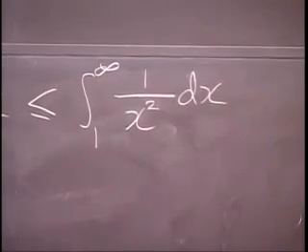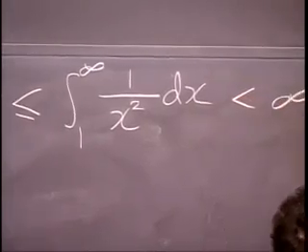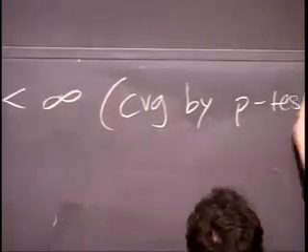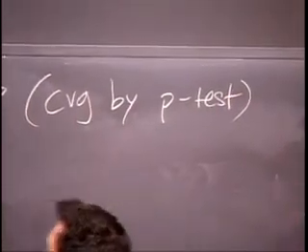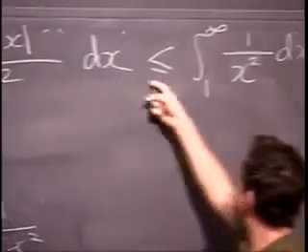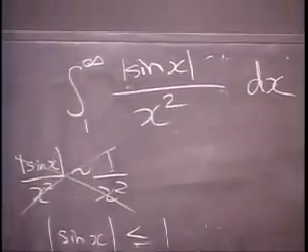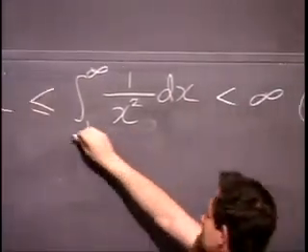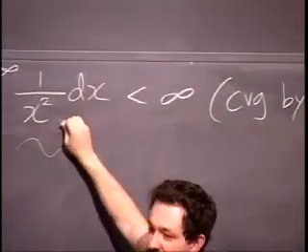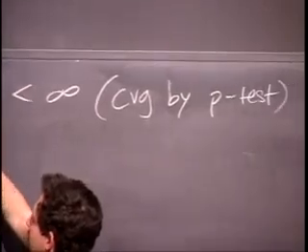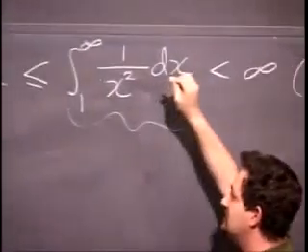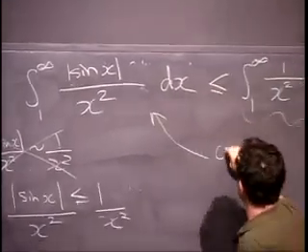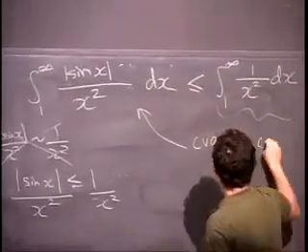Well, guess what? It does converge by the p-test, since p is 2, which is bigger than 1. So this is less than or equal to something which is less than infinity. This is a finite, nice number. Whatever it is, it doesn't matter. It's a nice number like 2.1. I don't know what it is. This is less than or equal to it. Therefore, this converges by the comparison test.